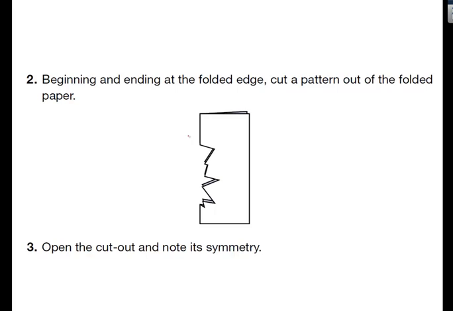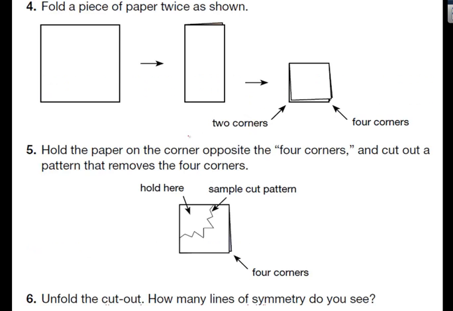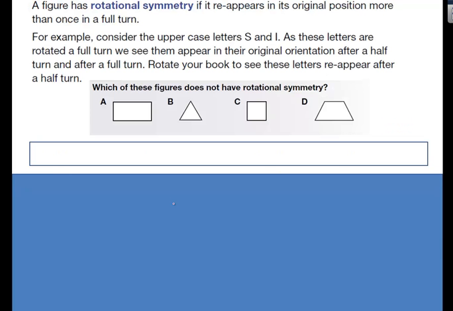Notice how it's the same. It's a mirror image on both sides. You're going to have one line of symmetry. Now, fold a piece of paper twice. Fold it this way, and then fold it again down this way here, and then cut a corner out, and then unfold that, and then see how many lines of symmetry you see this time. So let's see how we do.